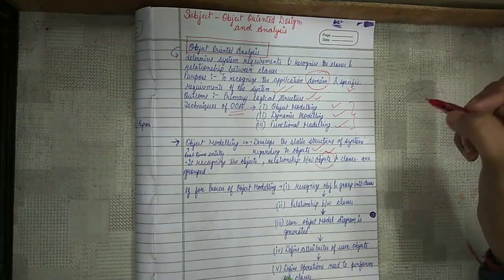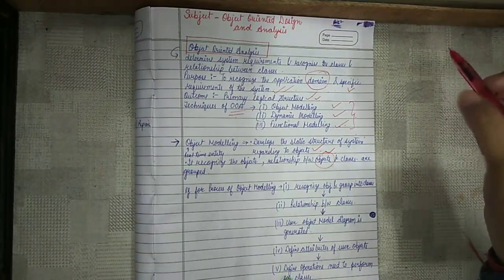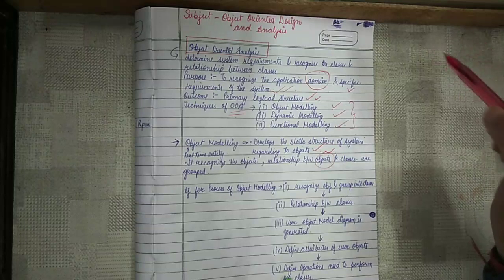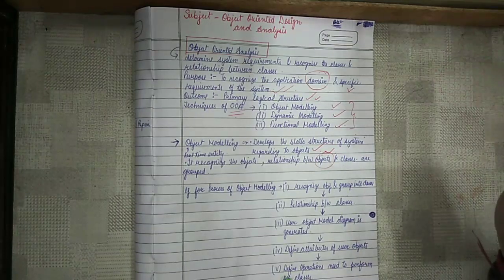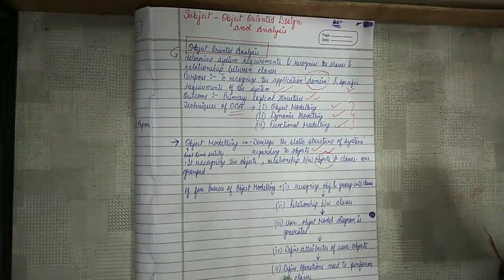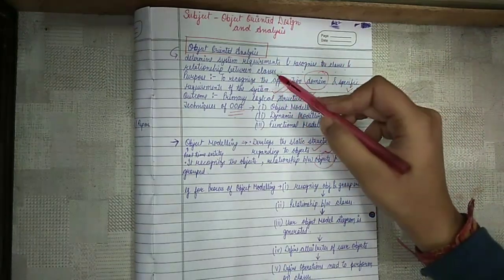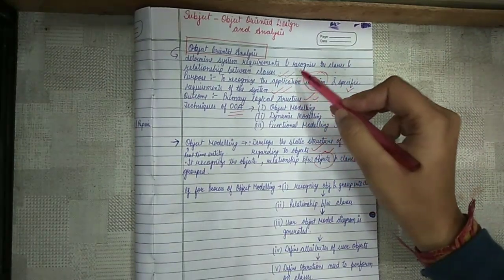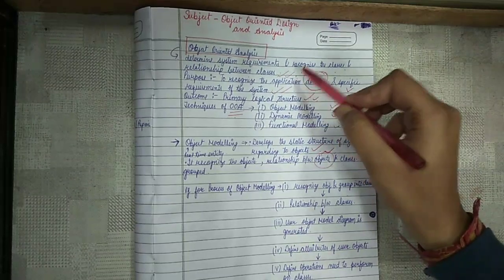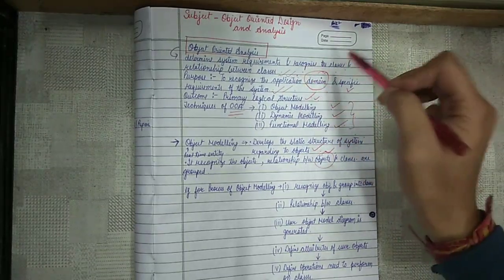Hello guys, today we are going to cover the subject object-oriented design and analysis. Our first topic in this subject is object-oriented analysis. Object-oriented analysis means it will determine the system requirements and recognize the classes and relationship between the classes. It will tell you the basic needs about the software that you are going to prepare in future.